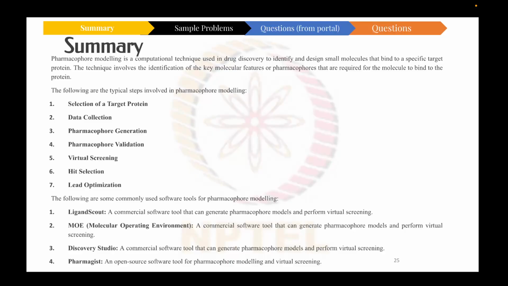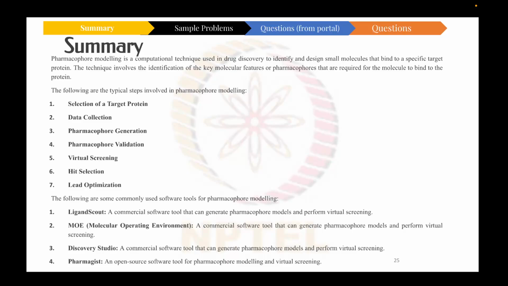A dataset of known ligands that bind to the target protein is collected from literature, databases, or other sources, and the ligands can be small molecules, peptides, or other types of compounds. The ligand dataset is used to generate a pharmacophore model using a pharmacophore modeling software tool. The pharmacophore model consists of key molecular features, or pharmacophores, that are essential for ligand binding to the protein. These pharmacophores can be hydrogen bond acceptors, hydrogen bond donors, hydrophobic regions, aromatic rings, or other chemical features.